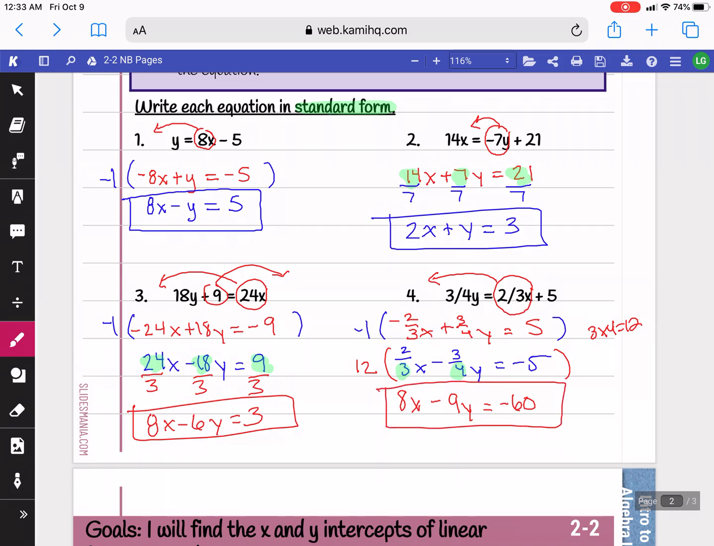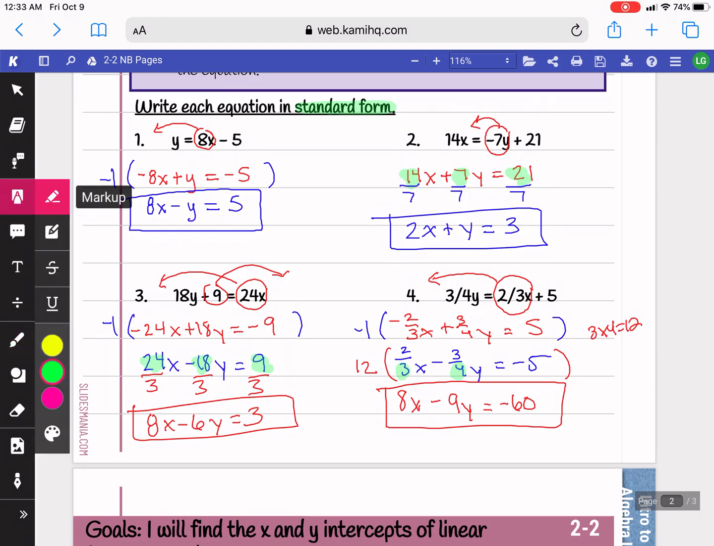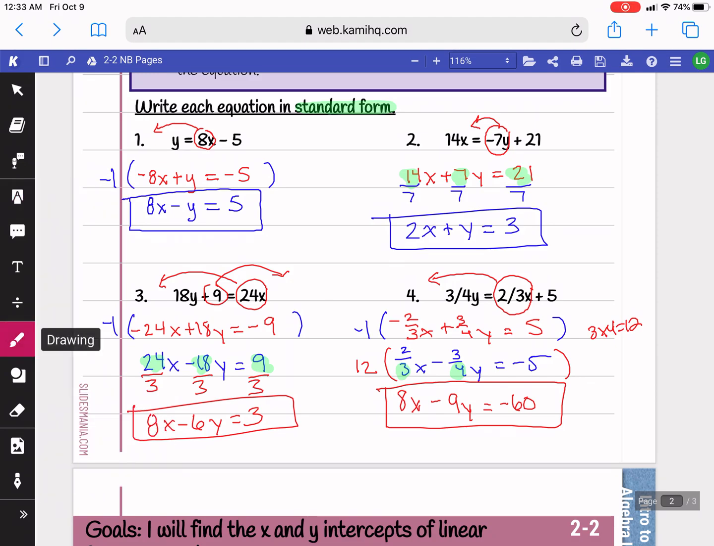So again, standard form is ax plus by equals c. X and y have to be on the left. X goes first. The number in front of x has to be positive. If it's not, you multiply by negative 1. If there's any fractions, undo them by multiplying by a common denominator. And check at the end to make sure that your equation can't be simplified by dividing by a common factor.